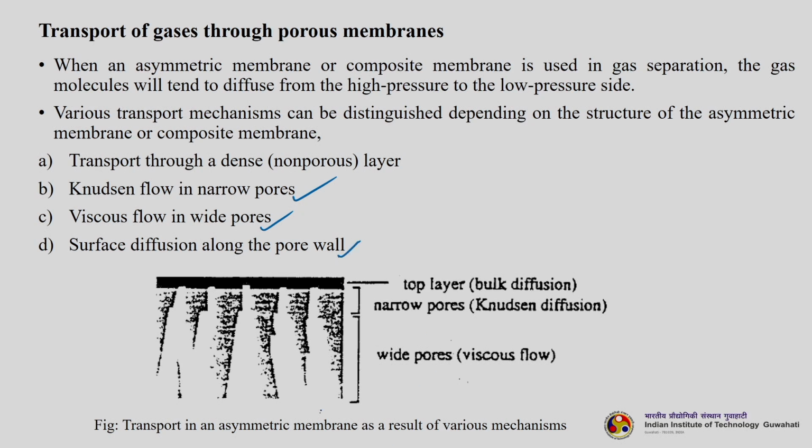Okay, so you can see this is a 3-layer composite membrane. In the top layer bulk diffusion is happening. In the narrow pores we have Knudsen diffusion, where the mean free path is more than the pore diameter, and then we have wide pores where viscous flow is happening.